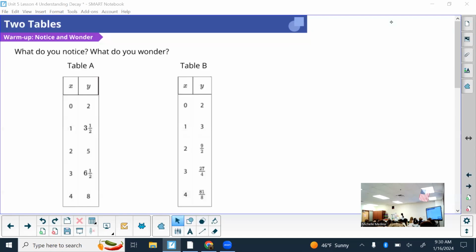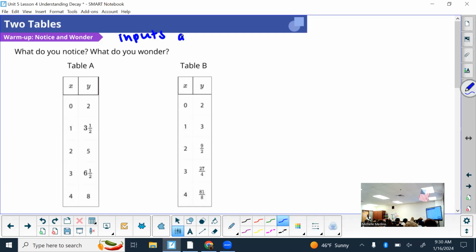So table one, what did we notice or wonder about either of these tables? Okay, so the X's, or the inputs, are the same for both. Table two, give me another wonder or a notice, it's fine. There's fractions in the Y's. If converting it to a decimal makes it easier for you to tell what's going on, you could try that. But yes, there's fractions in the outputs.